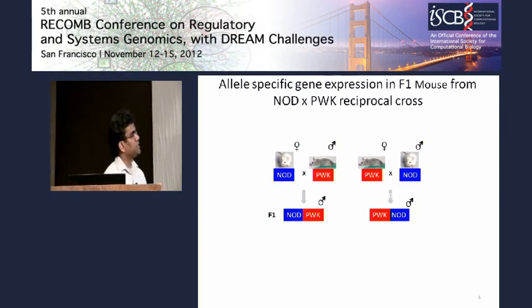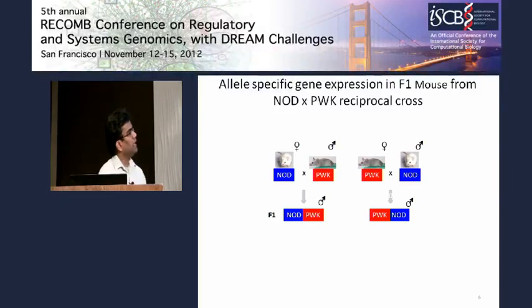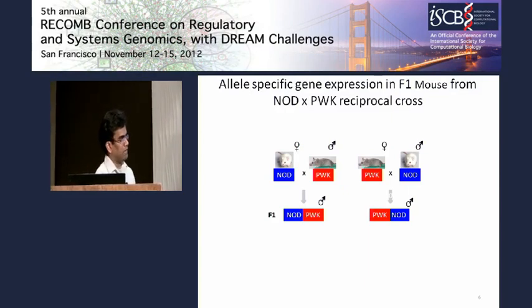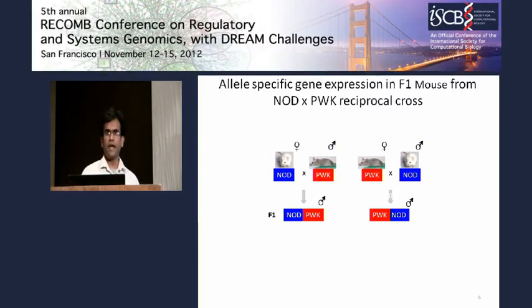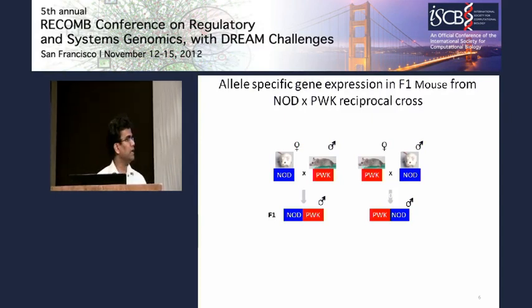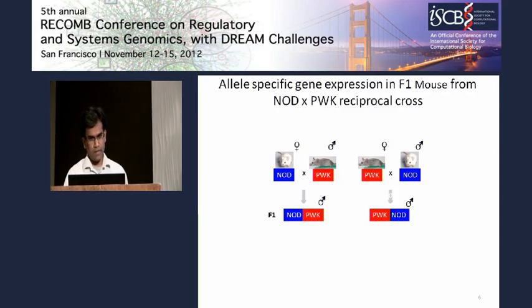And reversing the direction of the cross, we cross PWK females with NOD males to get again F1 male animals, but this time PWK NOD males. The advantage of using a reciprocal cross is that we can not only identify allele-specific expression, but we can also differentiate whether the allele-specific expression is due to a local genetic effect or a parent of origin effect, which will become clearer in the later part of my talk.